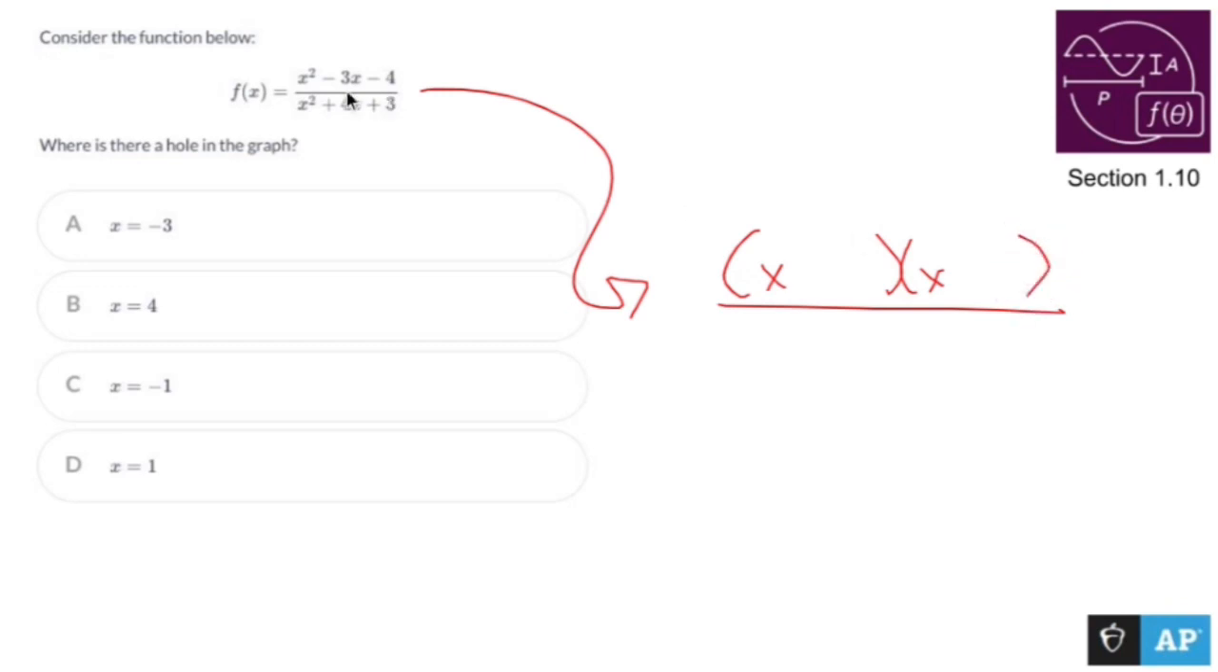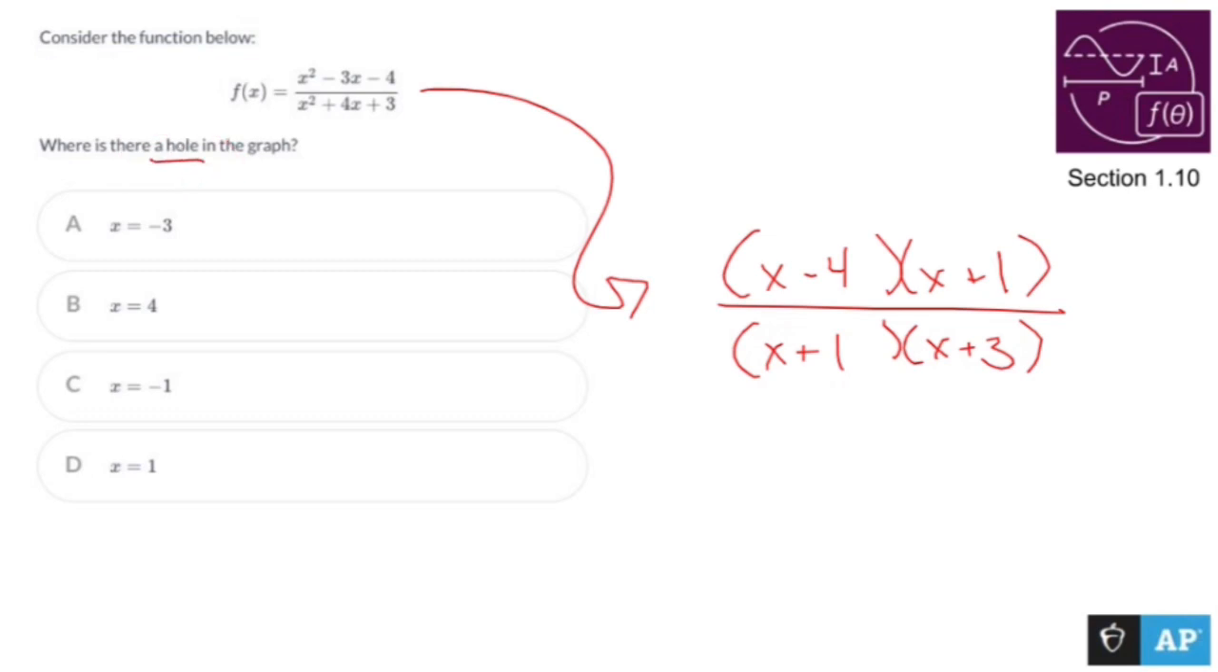I need two numbers that multiply out to -4 and add up to -3. So -4 and +1 should do the job. I'm going to do the same thing. I'm going to factor downstairs. So I have two numbers that multiply out to 3 and add up to 4. So 1 and 3 should do the job.